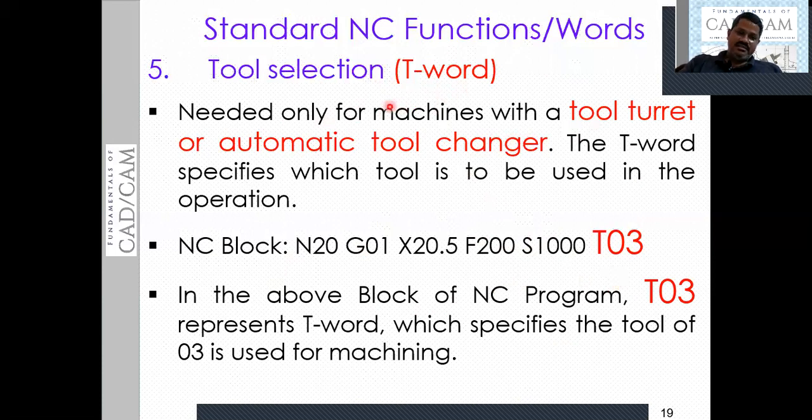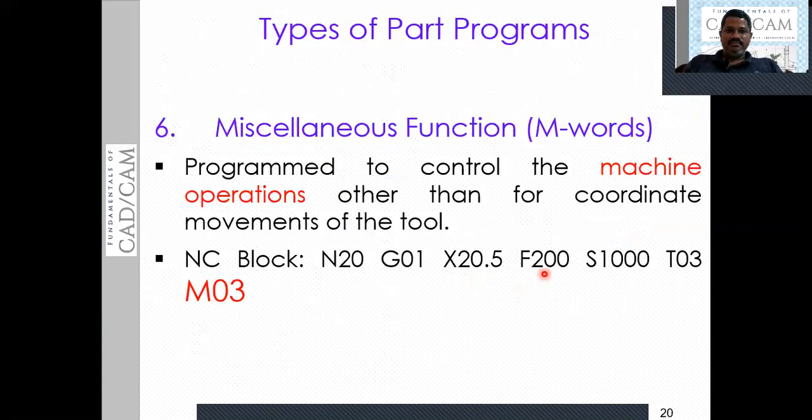So this tool word is used for the machines which are attached with the tool turret or with the automatic tool changer. That means this is an automatic activity which needs to be changed automatically. So this word is used to change the tool and pick up the tool. Or the address specified T03 means tool 03 will be used and picked up by the automatic tool changer or the tool turret. Okay, and we have other functions, miscellaneous functions.